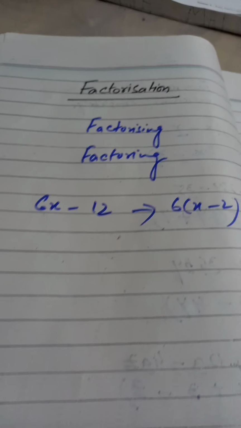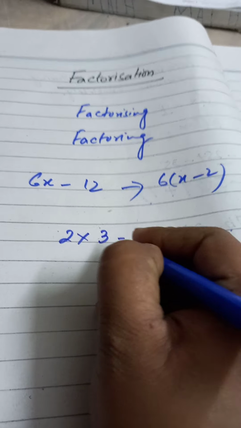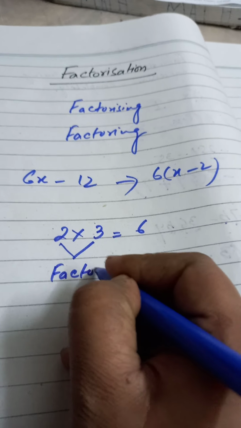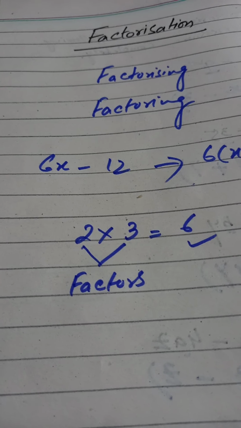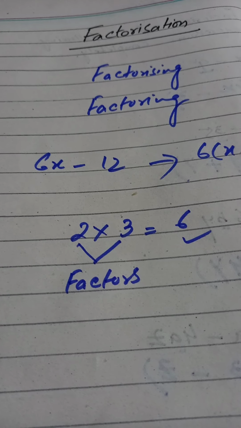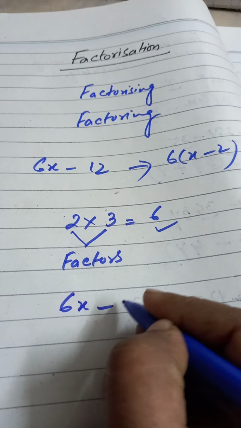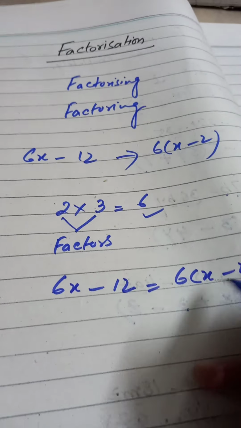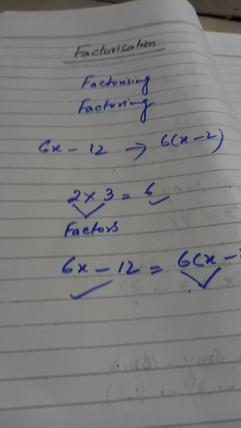Now class, we are going to use our previous knowledge. We know 2 threes are 6. These two are factors of 6. Now we have an algebraic expression like 6x minus 12, which has the factors 6 and x minus 2. Both are factors of this one expression.